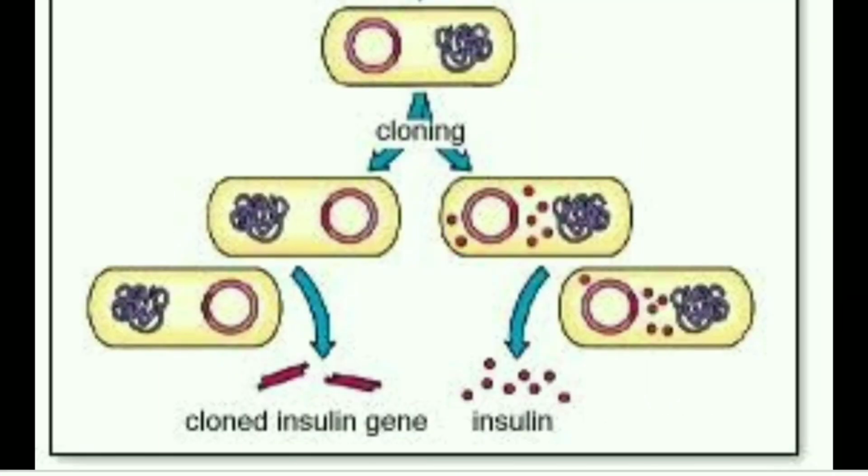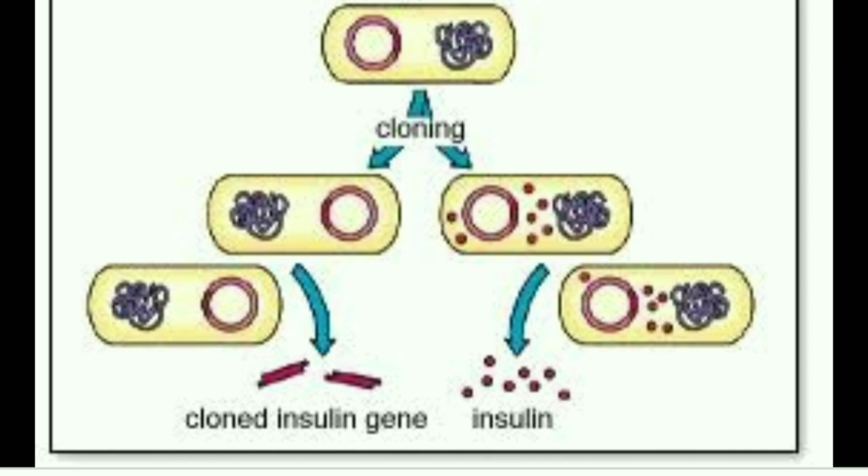These recombinant DNA molecules are later taken up by a host. In this host, they start to clone, that is, multiple copies are produced, and they start to produce the insulin, and hence we get insulin. This is how insulin is produced.